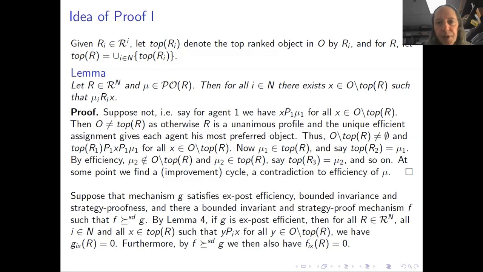For the sake of time, I will not be able to talk about the proof. But the first idea is, when you have an ex post efficient assignment, then for any agent there exists an object which is non-top ranked, which is below his assignment.